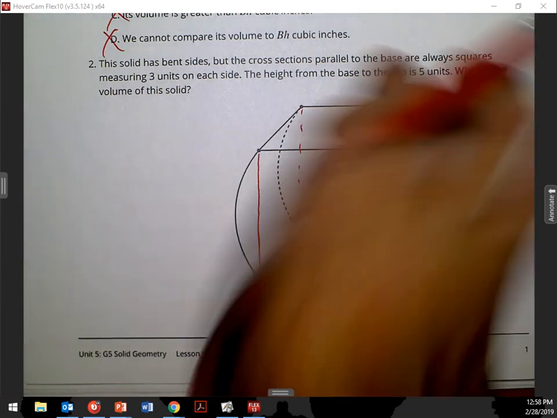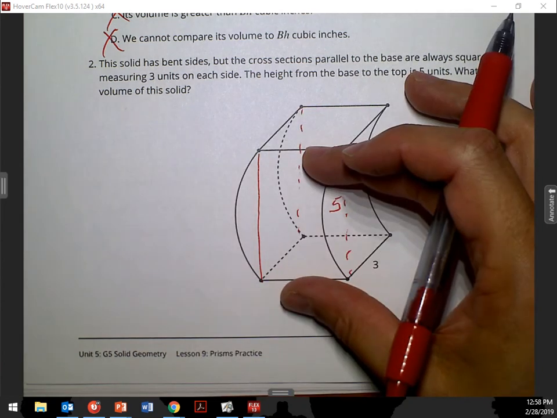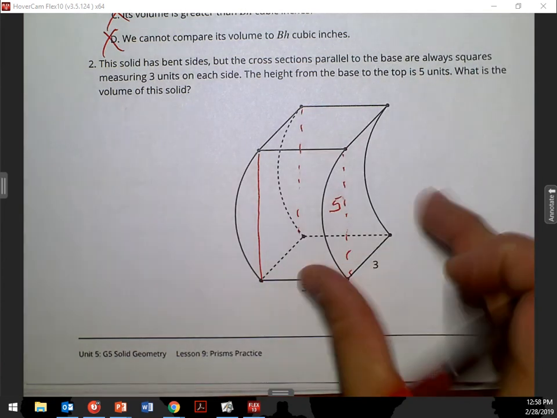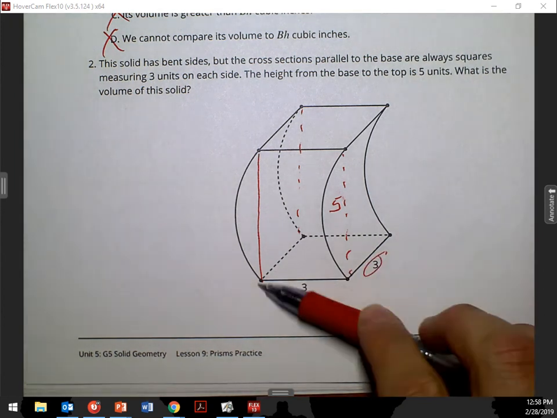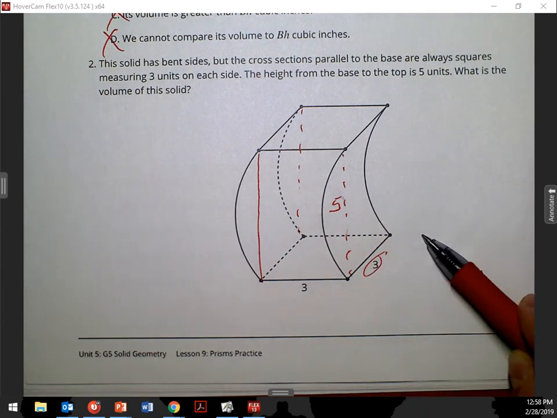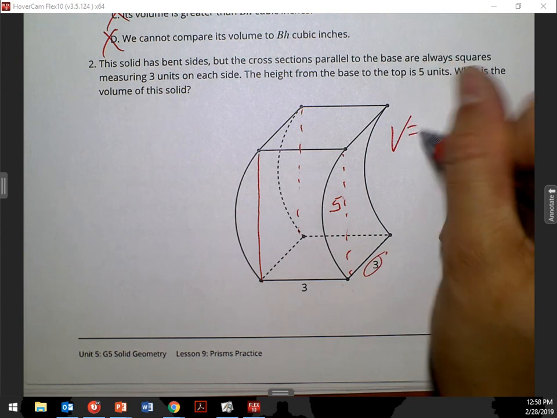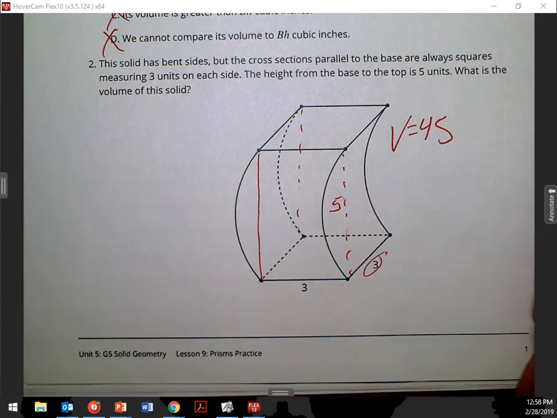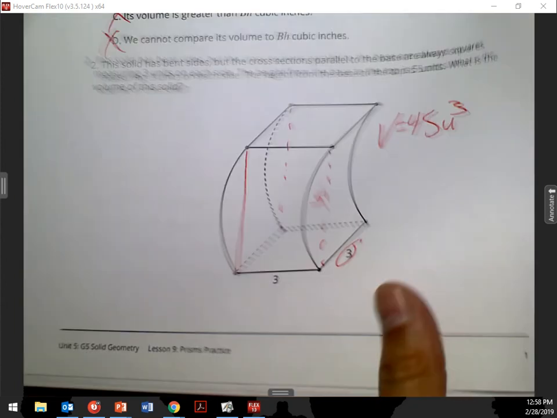So now we would find the area of the base, which would be, in this case, a rectangle, times the thickness. What's the thickness of this one? 3 is the thickness. So it's going to be my rectangle, which is 3 times 5 is 15, times the thickness, which is 3. So 15 times 3? 45 units cubed. V equals 45.